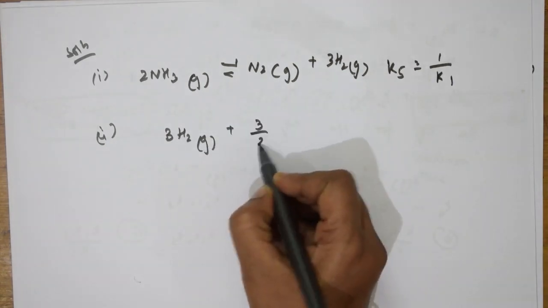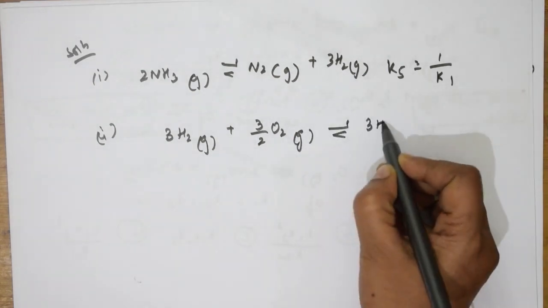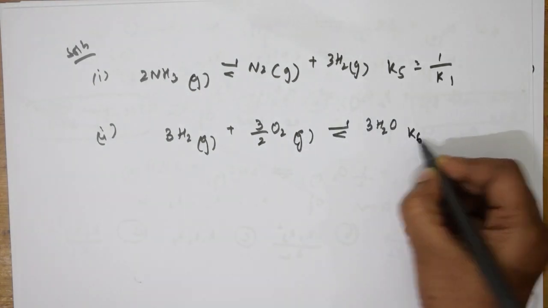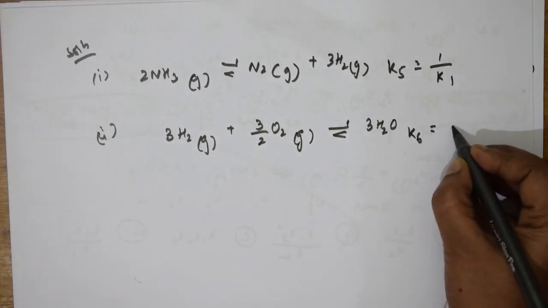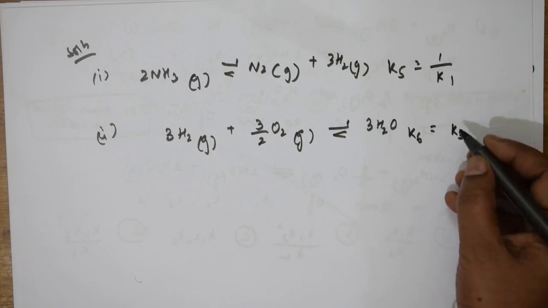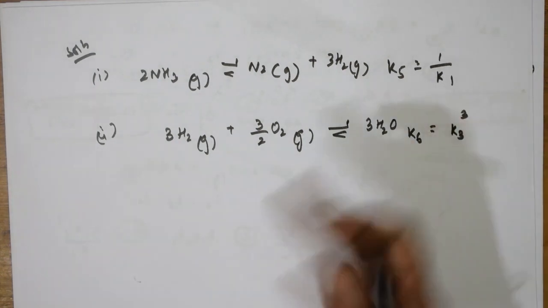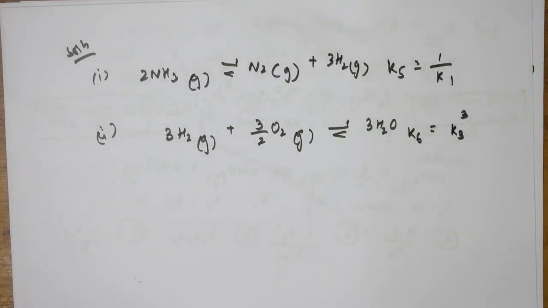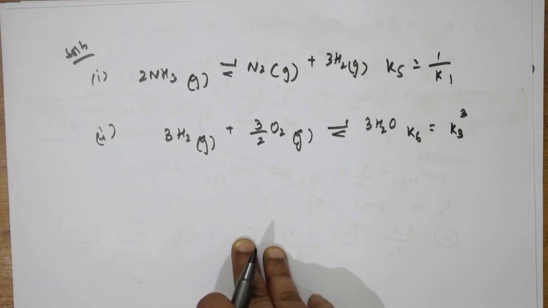Then this will become 3 by 2 oxygens. Then this will become 3 water. So let us take this as K6, which is equal to K3, isn't it? Like that equation is K3, raised to the power of 3, because we have done it 3 times. Coefficient is that. Now next important thing: when the reaction is multiplied by n, K becomes K raised to the power of n, correct?